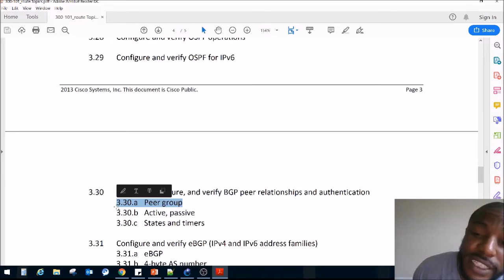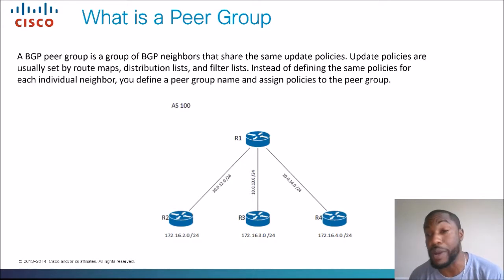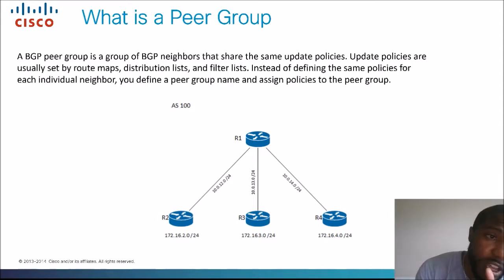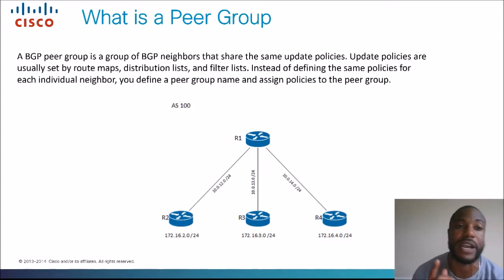Let's go ahead and take a look at these slides for the official definition. What is a peer group? I don't know if you guys are familiar with group policies, but if you're in system administration or Microsoft Active Directory, that sort of thing, it's similar to group policies. But if not, the official definition: a BGP peer group is a group of BGP neighbors that share the same update policies. Update policies are usually set by route maps, distribution lists, filter lists. The list goes on and on.